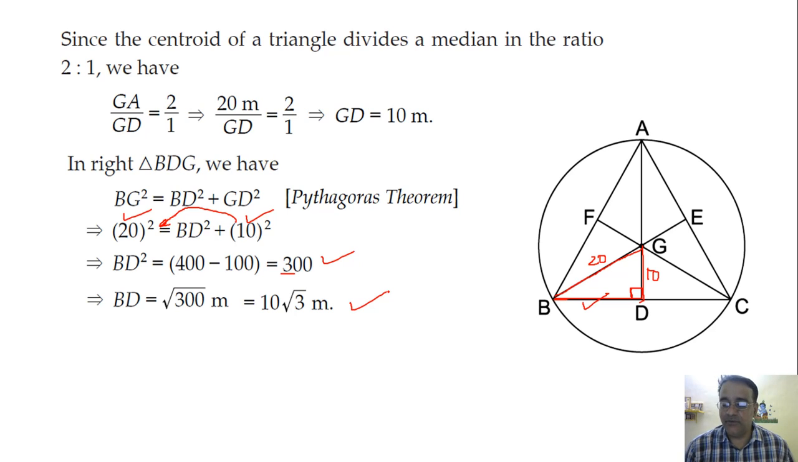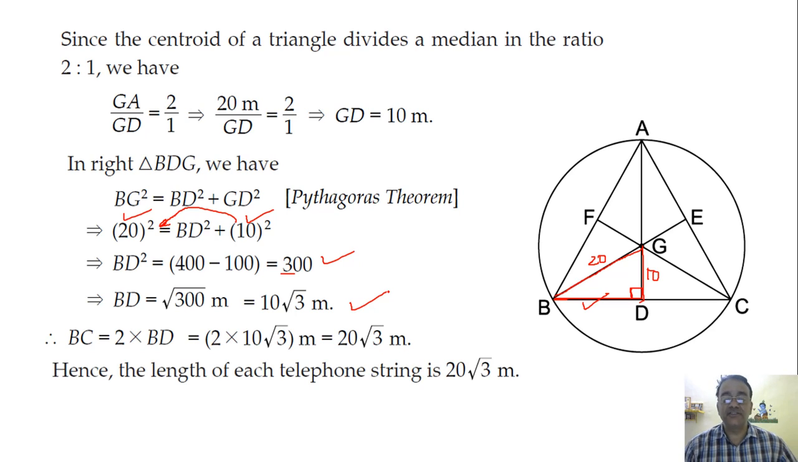Now what we have to find actually here? BC. So how will you find BC then? Perpendicular drawn from center to chord bisects the chord. So BC will be 2 times of BD, right? So 20√3 meter. Hence the length of each telephone string is 20√3 meter. Any doubt here? No, sir.